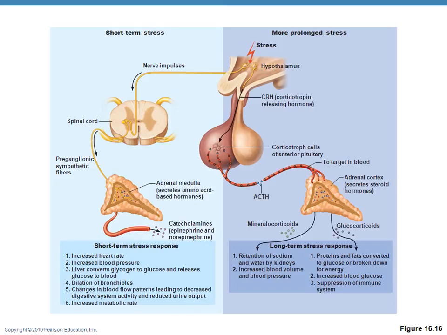So again, this is a picture that I would look at and really make sure that I can give as much information. If this was going to be on your test, could you explain this entire picture? Why is it short term? Why is it long term? What's the difference between a neural stimulus and a hormonal stimulus? Give examples of why catecholamines do what they do. Why do they increase blood pressure?